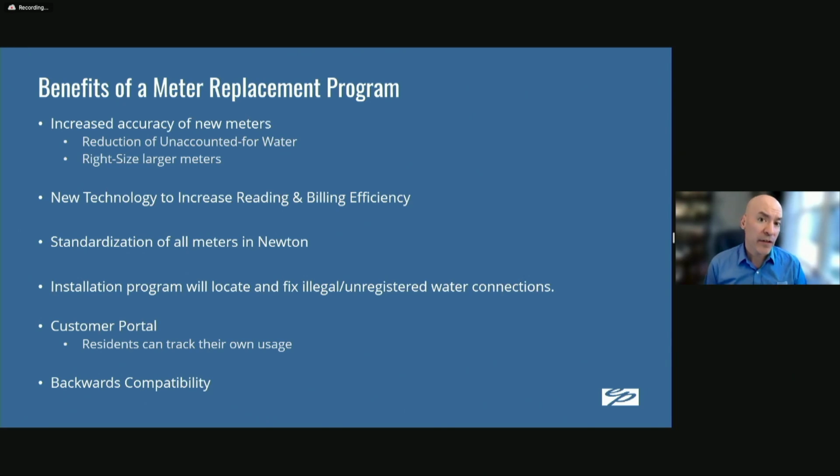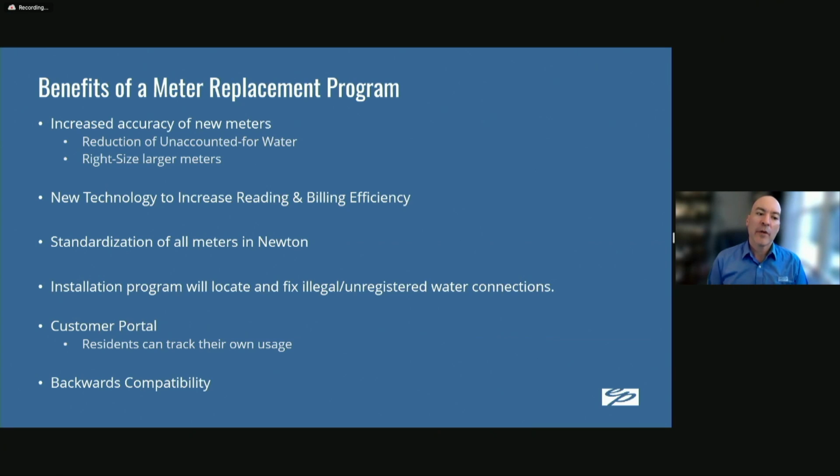As part of the contracted installation program, you'll also be able to locate and fix all illegal or unregistered water connections. I have a little story: I was doing another meter replacement program, and we actually found a laundromat that had 2 service connections instead of 1, but only 1 was being metered. So as part of the meter program that we did for another client, we actually found enough revenue to offset almost a year of usage of that customer. So it helps you find these things, since you haven't been in some of these customers' or businesses' buildings in many years to work on the meters and the plumbing itself.